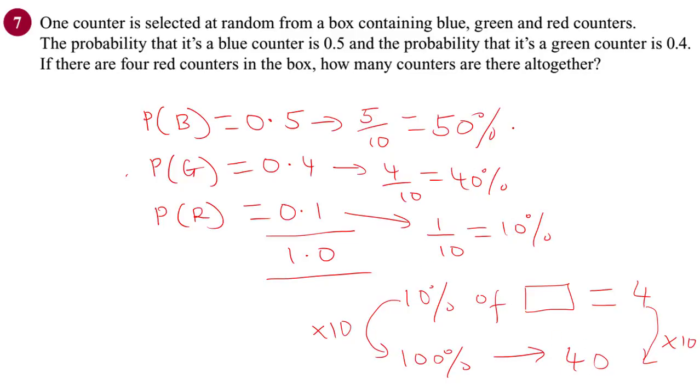It means that the blues are basically 20, because 50% is a half, right? And then the reds are 4. 20 plus 4 is 24, and therefore the greens will make 16 to become 40 altogether. Okay, so that's how to do that question. So the answer is basically 40.